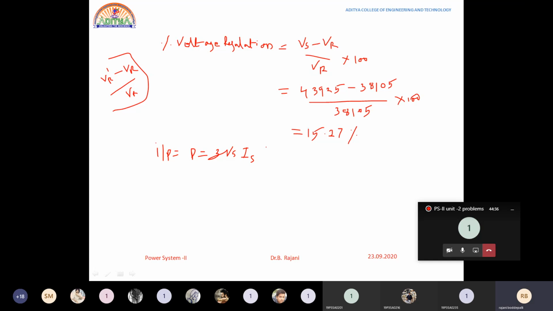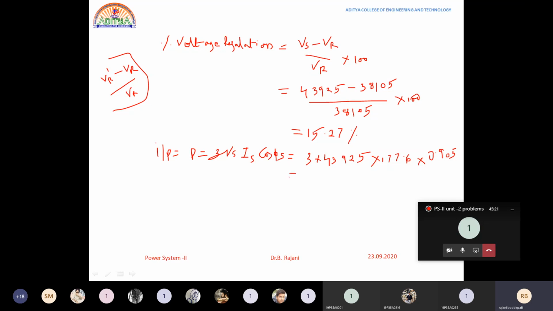One problem can be solved in many ways. Whichever you feel easy, you can do in that manner. So 3 into Vs into Is cos phi s. What is the Vs value? 43925, we know, into what is Is? 177.6. What is cos phi s? 0.905, we have calculated the cos phi s. So we know the input power.